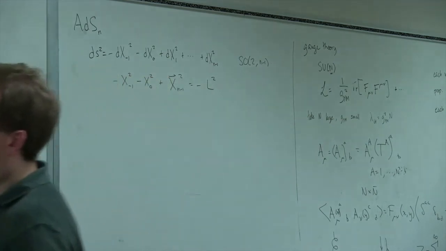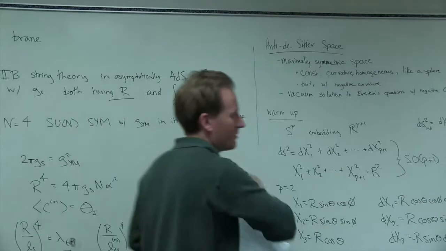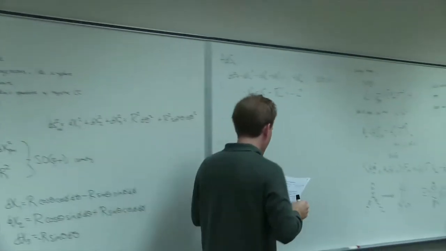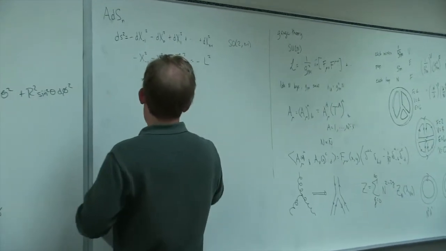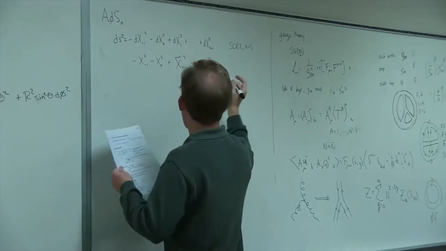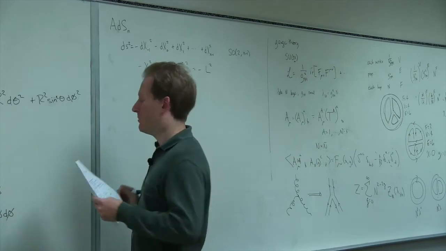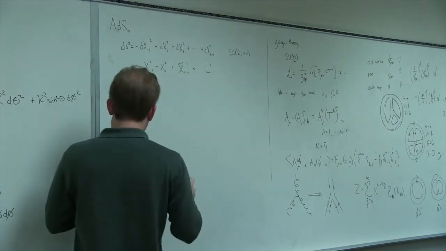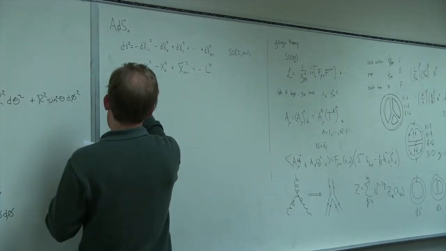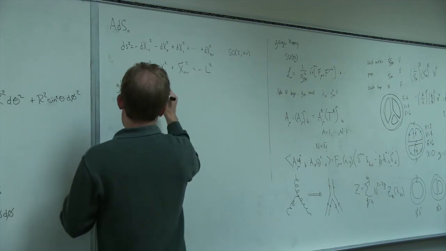Sometimes I call it, I think for the rest of my notes I call it L instead of R, but this is the analog, that's R. So this will have an SO(2, n minus 1) isometry, just like the sphere has an SO(n plus 1) isometry. But let's solve the constraint.